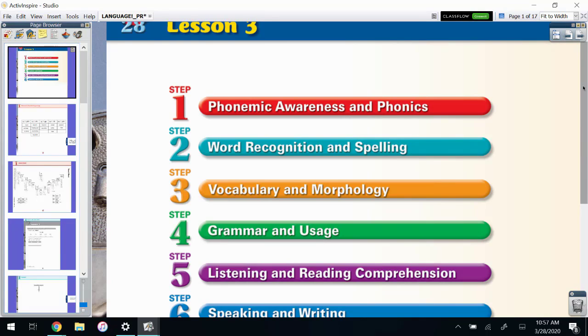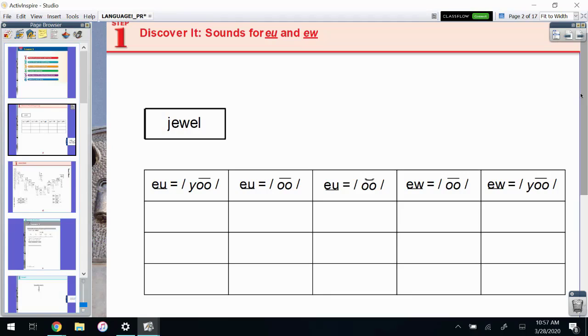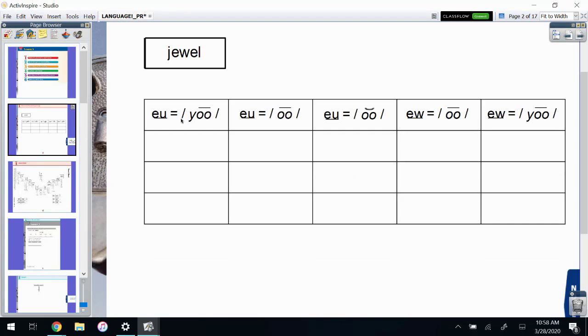Today we're doing Lesson 3 of Unit 28 in the language program. We'll start with phonemic awareness and phonics. In this step, we are going to learn the sound spelling patterns for the letters EU and EW. The letters EU can be pronounced several different ways. One way is U, another way is U, and another way is... EW can be pronounced oo or you.